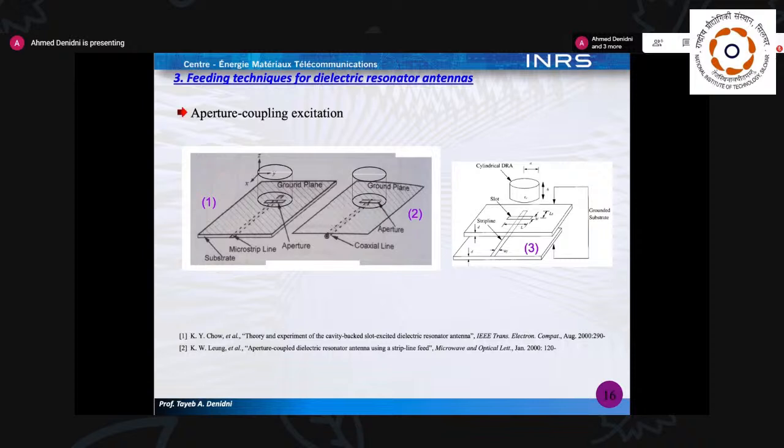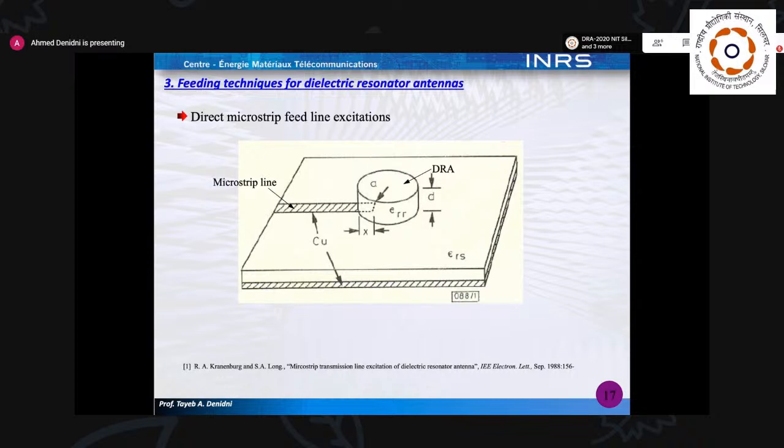Another one here is direct: we can also feed the resonator by a direct microstrip line. This means there is no slot, there is only the dielectric, and we have the microstrip line here, and we can control this length, which is X, to feed this dielectric resonator. And again, people, if interested in this work, we can see the reference here, microstrip line, dielectric resonator antenna from Mr. Long and all.